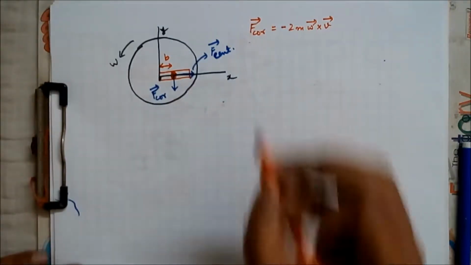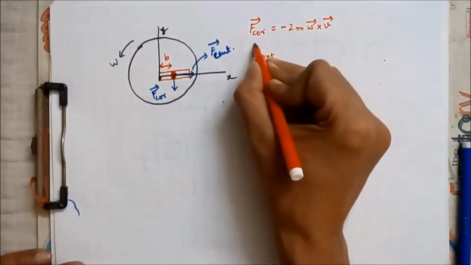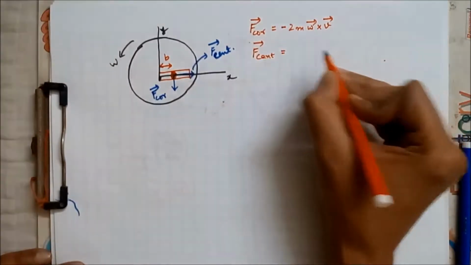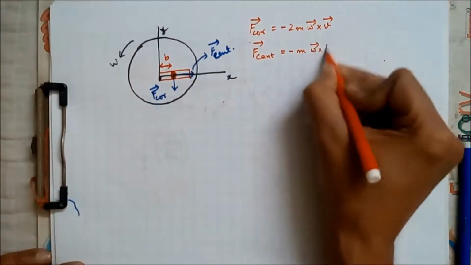So first, let us find out what the centrifugal force is. The formula for the centrifugal force is minus m omega cross omega cross r.